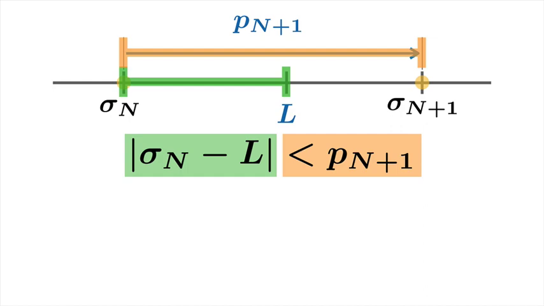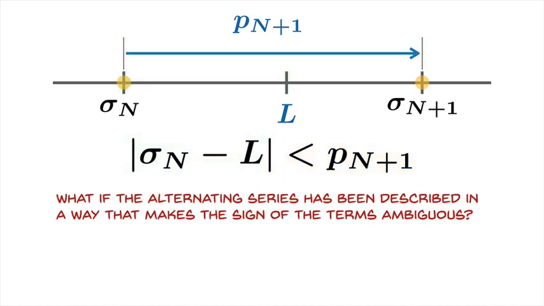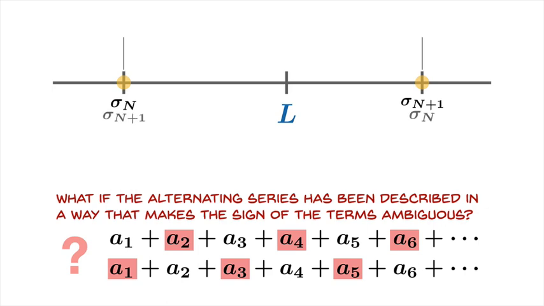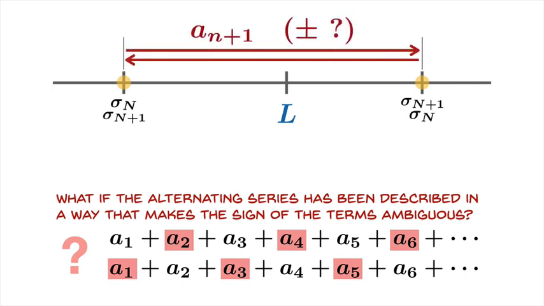And now here's a point that goes back to this idea that the notation often gets in the way of simple ideas. What if the alternating series has been described in a way that makes the sign of the terms ambiguous? So maybe we used plus signs, and the thought is now instead of alternately adding and subtracting positive terms, now we're just adding terms that alternate between positive and negative. So if that's the case, or maybe you just sort of lost track of whether you're adding or subtracting, you could have a situation where you're not quite sure whether you're jumping from the right to the left or the left to the right, whether you're adding or subtracting a_{n+1}.